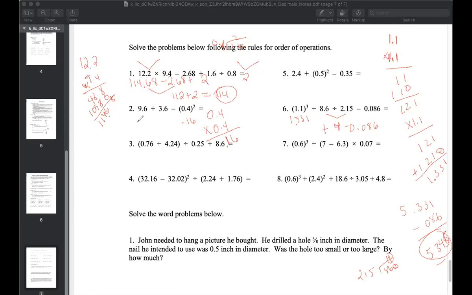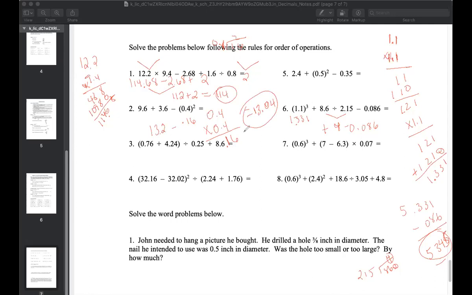Okay, so we're going to do 9.6 plus 3.6, which is going to give us 13.2 minus 0.16. That's going to give us 13.04. That's the answer for number 2.